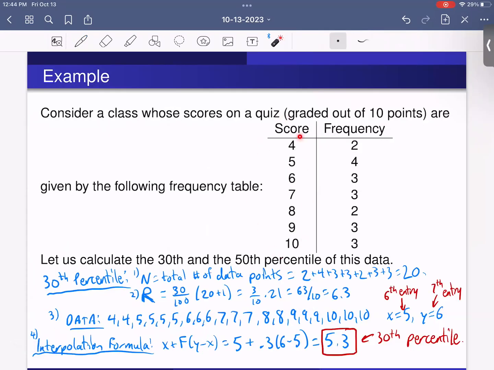We're saying, let's say you had a class that got quiz scores and 2 people got a 4 and 4 people got a 5, 3 people got a 6 and so on. So it's given to you from this frequency table. It's telling you how many 4s, how many 5s, and how many 6s and so on. I mean, I just made the data up, but you could do this with whatever your data is from whatever class you teach.